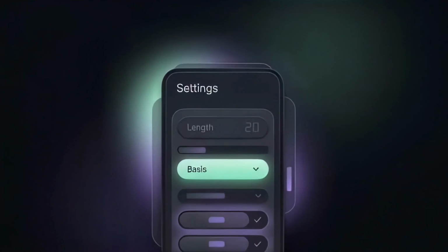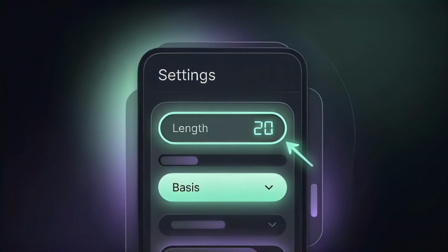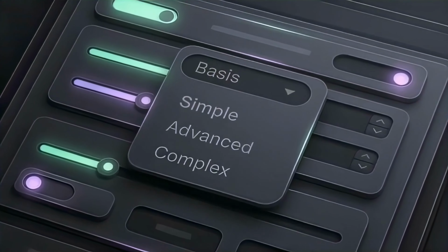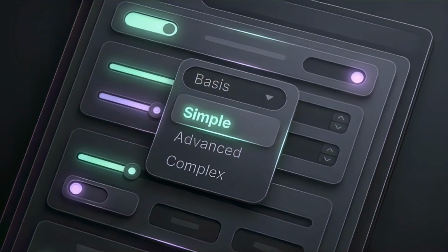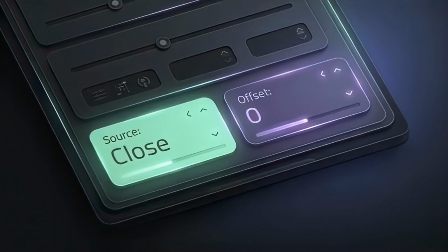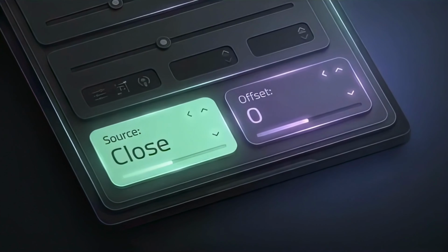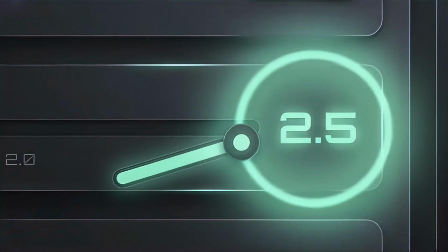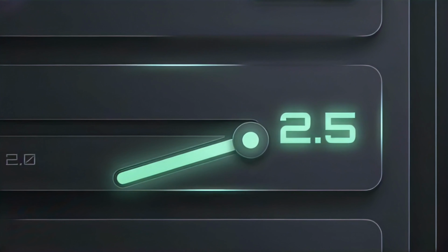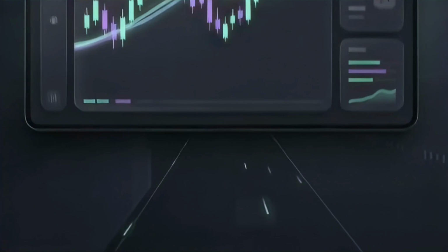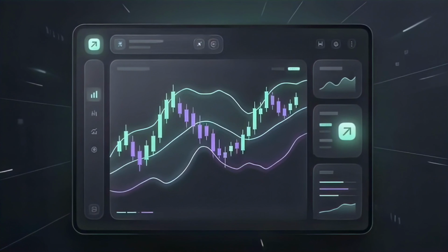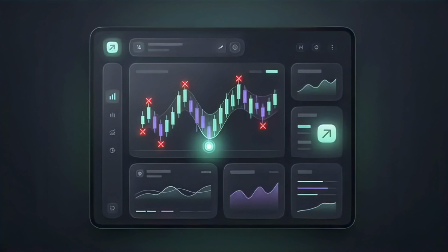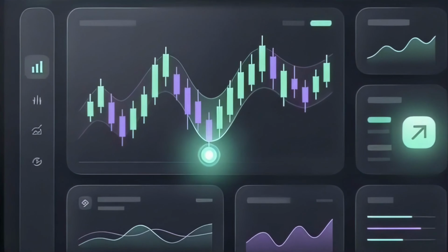So set the bands up first. Length 20, and here is the input almost nobody touches, the basis moving average type. Leave it on the simple average for now, because on a 5-minute chart, you want the middle band steady, not chasing price. Source on the closing price, offset at 0. Now the deviation, which is the number that actually matters, push it from the standard 2 up to 2.5. That widens the bands so price only tags them on a genuine stretch, not on every ordinary wobble, which cuts the constant false touches that make the standard setting so noisy down here.